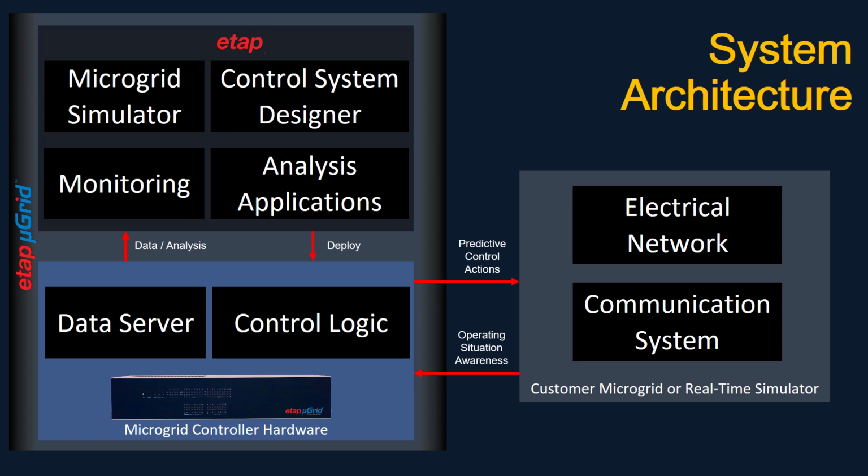When a user is satisfied with the response of the digital twin, users deploy that controller logic into the ETAP Microgrid controller hardware. That hardware contains a data server and a runtime for the controller logic. Once the controller logic is deployed, the data server handles all communication in and out of the hardware. The controller runtime executes the controller logic that was deployed from the digital twin. In other words, the data server communicates with field devices, ETAP, and monitoring tools, whereas the controller runtime only executes the controller logic.